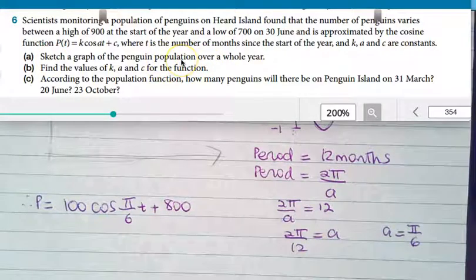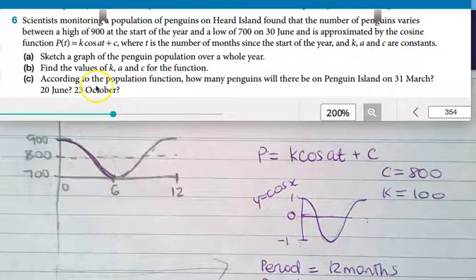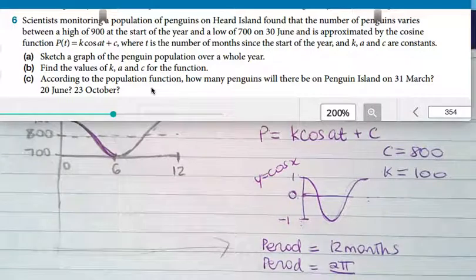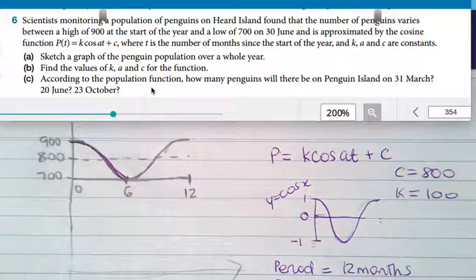Sketch it for the whole year, which we did. Find the values of K, A, and C, and then it says according to the population function, how many penguins will there be on Penguin Island on the 31st of March, the 20th of June, and the 23rd of October. So they're assuming they're going back up. Now, what do those dates represent on your graph?